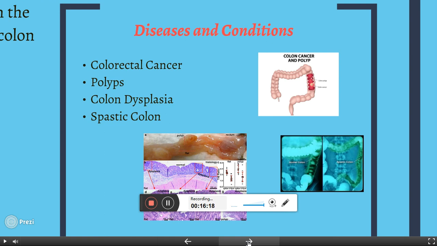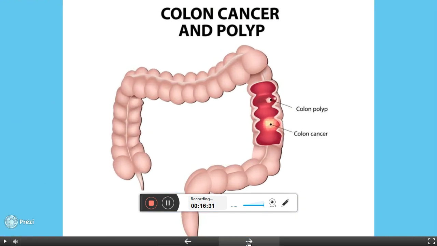Some diseases and conditions of the large intestine are colorectal cancer, polyps, colon dysplasia, and spastic colon. Colorectal cancer occurs in the colon or lower colon near the rectum. It is the most common cause of cancer-associated death. 1 out of 20 people will get colorectal cancer in their lifetime. It was estimated in 2015 that there would be 93,090 new cases in the United States alone.